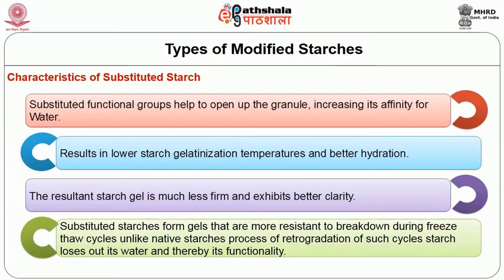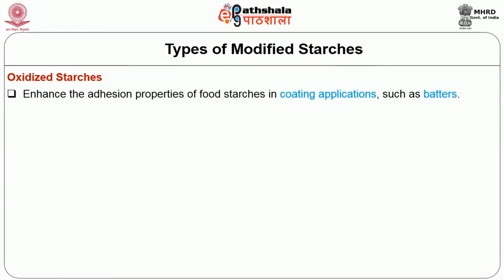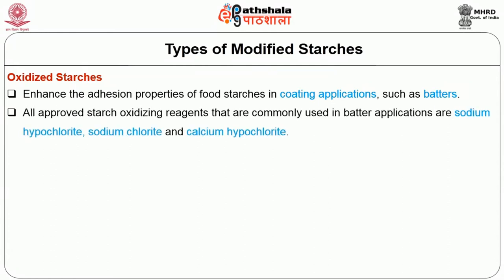Unlike native starches, where due to the process of retrogradation during such cycles the starch loses its water and thereby its functionality. Then we will see a few points about oxidized starches. Oxidized starches enhance the adhesion properties of food starches in coating applications such as batters. All approved starch oxidizing reagents that are commonly used in batter applications are sodium hypochlorite, sodium chloride, and calcium hypochlorite.